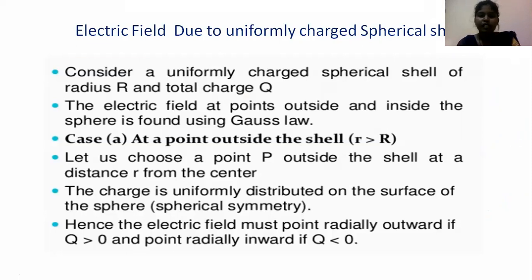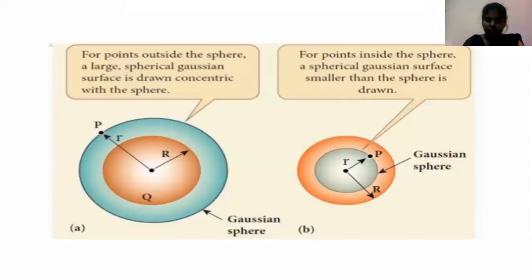The electric field at points outside and inside the charged sphere is found using Gauss's law. So we have to find the electric field due to the spherical shell. We have three cases: a point outside, inside, and on the shell. Let us go for case A, the points outside the sphere, with a large spherical Gaussian surface. Since the charge distribution is a spherical shell, we have to take a spherical Gaussian surface.